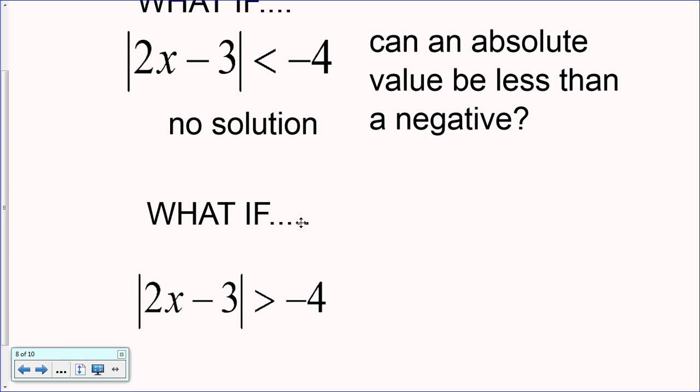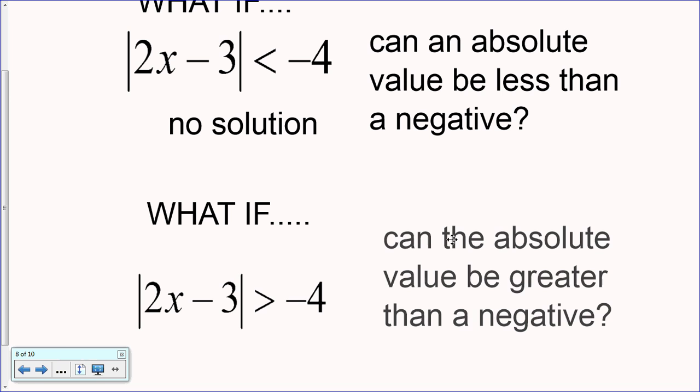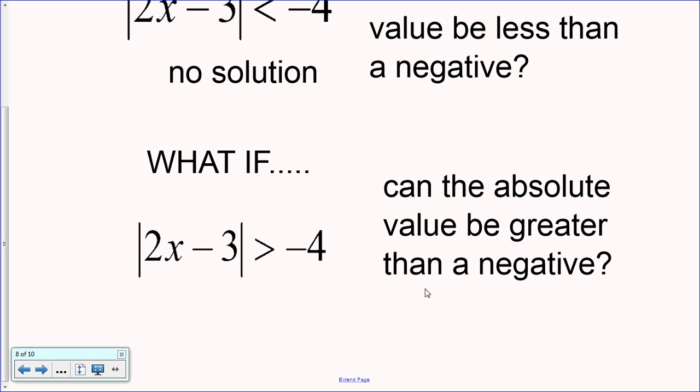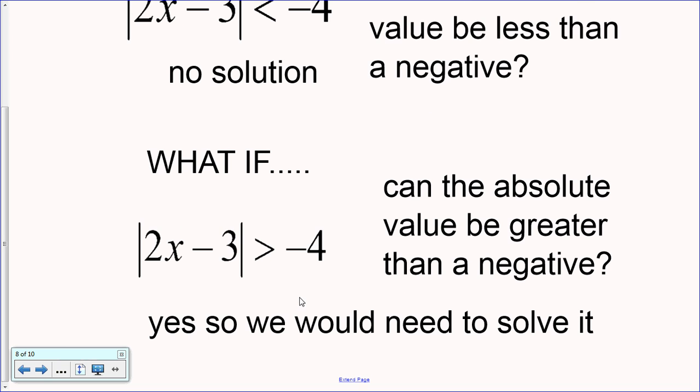But what if we had a greater than symbol? Okay? So we have the absolute value of 2x minus 3 is greater than negative 4. So again, we ask ourselves, can the absolute value be greater than a negative? Well, yeah, we can have any number greater than negative. Like 0 and beyond. All those positive numbers. We can't have like negative 1, 2, or 3, but it's not just limiting me to that. It's saying anything bigger than negative 4. So, yeah, it could. We just need to solve it to actually find out what x would have to be. Okay? So, just be mindful of that stuff.